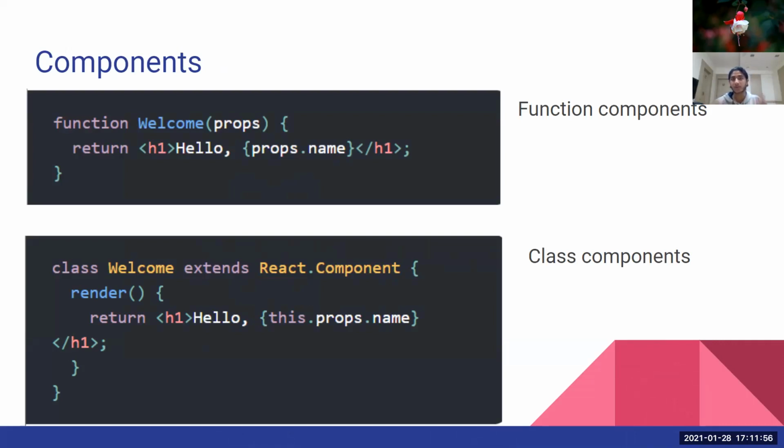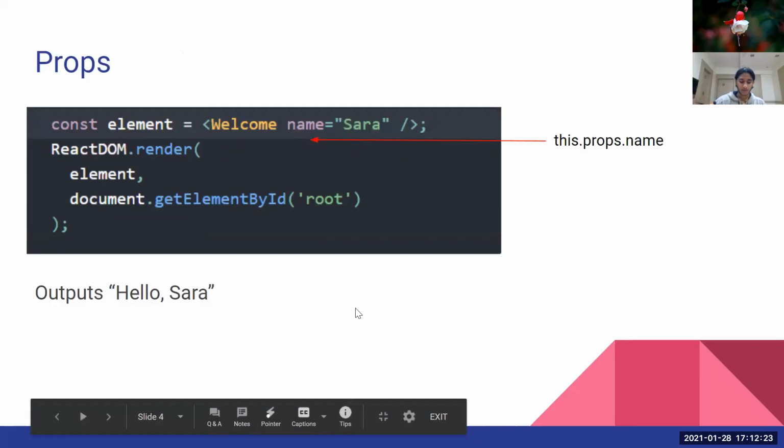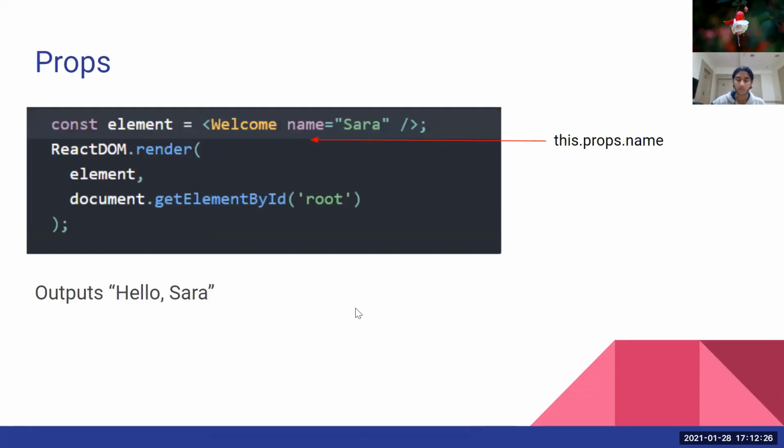Components can be written either as functions, as shown in the top example, or as classes, which extend React.Component. You might notice that this is the exact same as just an HTML block of code with some parentheses and an adapter which references props. Both of these return something, both of these essentially render something. And this props is referring to the parameters or the arguments set when we create this declaration.